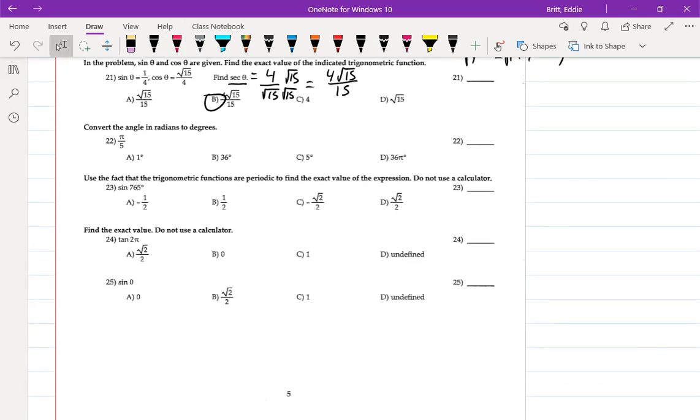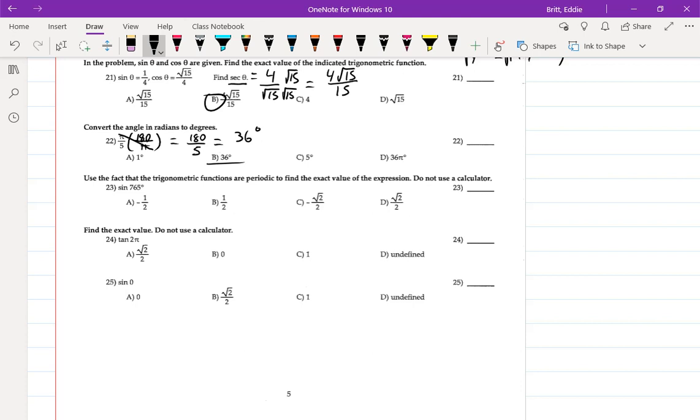All right, the next one. Oh man, this is a toughie here. Convert the angle in radians to degrees. So there's two ways to do that. Either you plug in 180 for pi, or you multiply by 180 over pi. Either way, it's going to be 180 over 5. So 180 divided by 5. That's going to be 36 degrees. You can do that in your calculator.